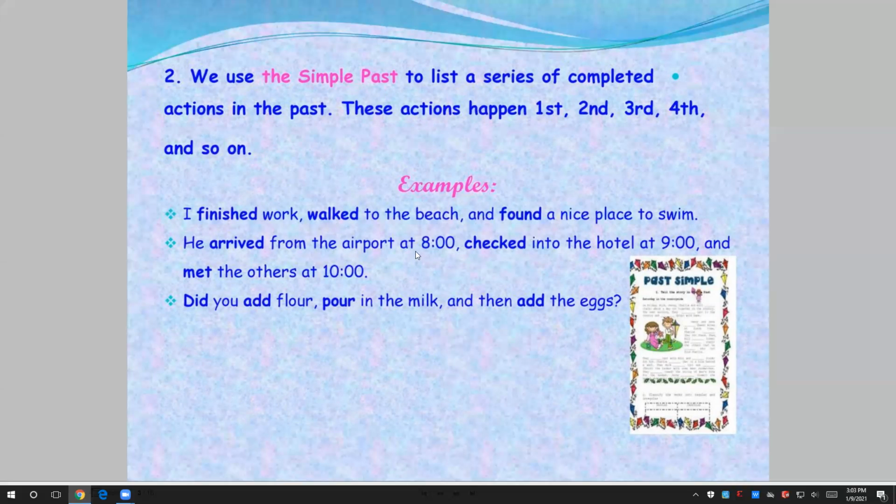He arrived from the airport at 8, checked into the hotel at 9, and met the others at 10. Again, you can see that we have got a series of completed actions in this sentence. Arrived first and then checked into the hotel and then met the others. Did you add flour, pour in the milk, and then add the eggs? Again, we have got a sequence of actions that happened in the past. So we can use simple past tense to list a series of completed actions in the past.